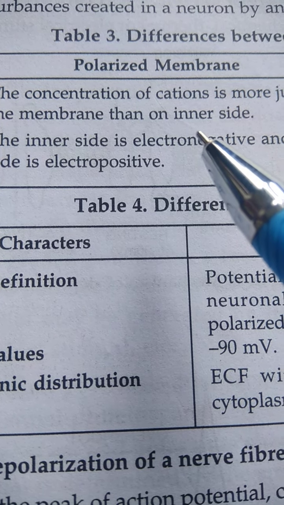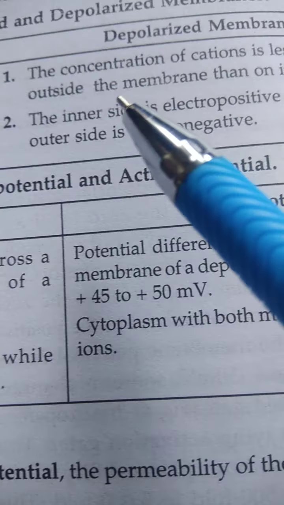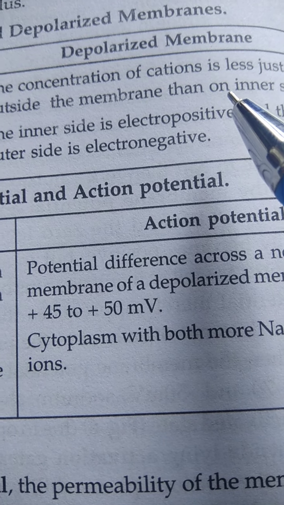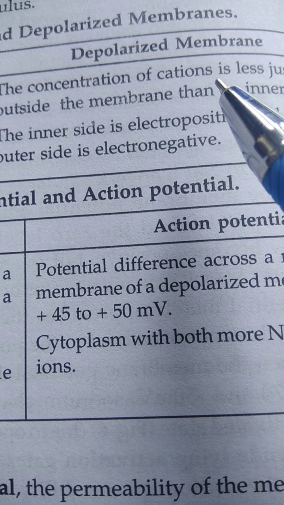And then coming to the depolarized, the concentration of cations is less just outside the membrane than on the inner side. So in context to cations, you can speak it like this, or you can just say that in the depolarized membrane there are negatively charged ions outside as compared to the inside where there are positively charged ions.